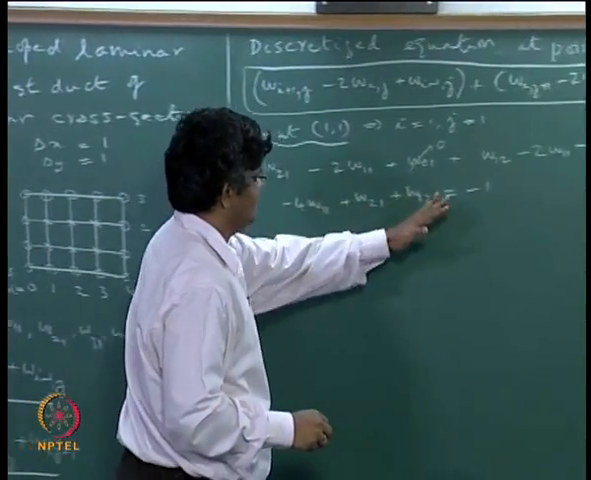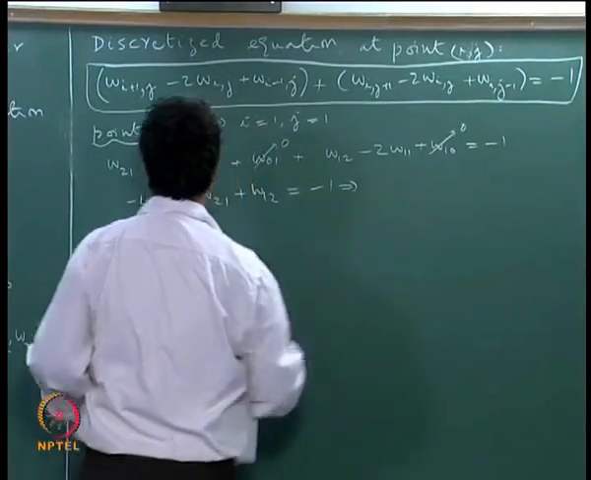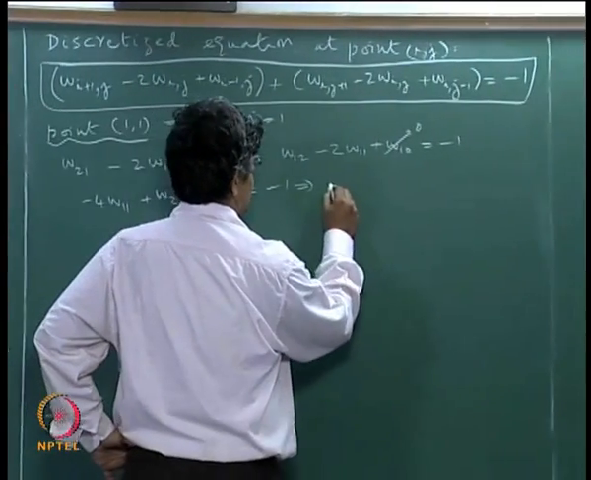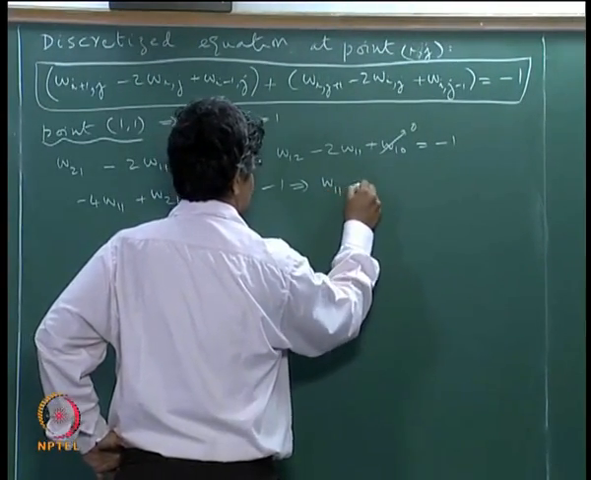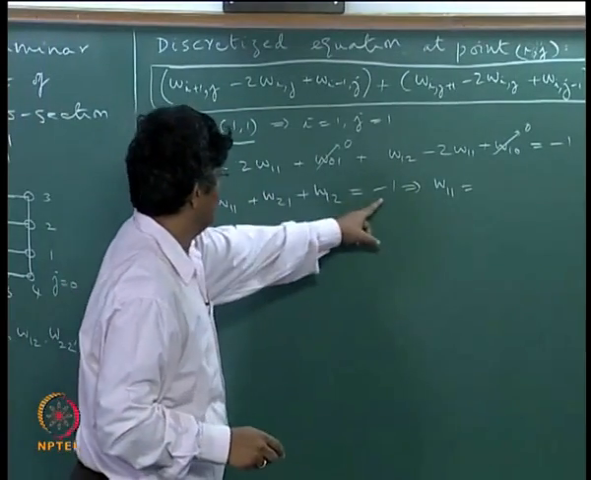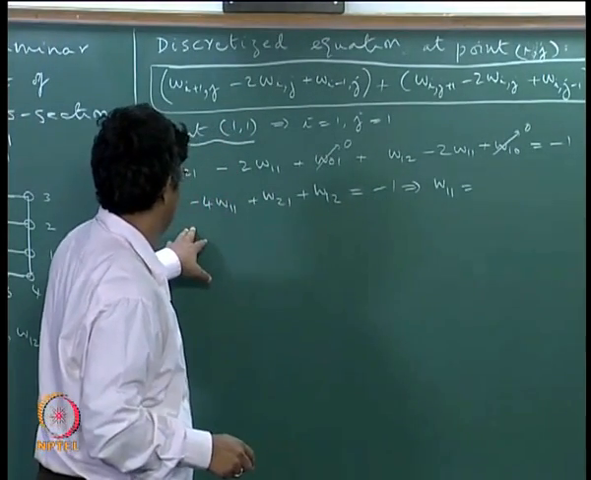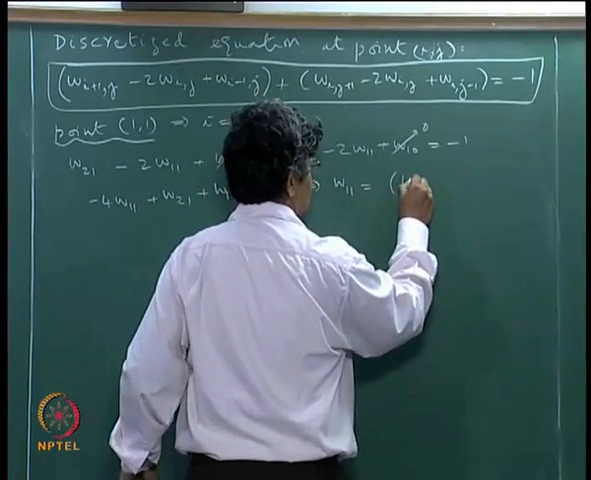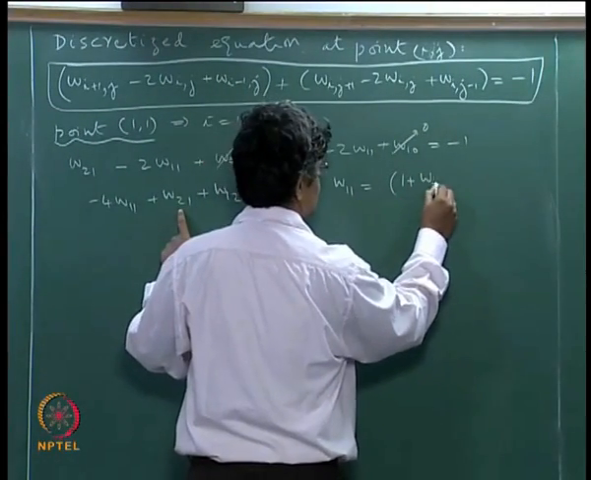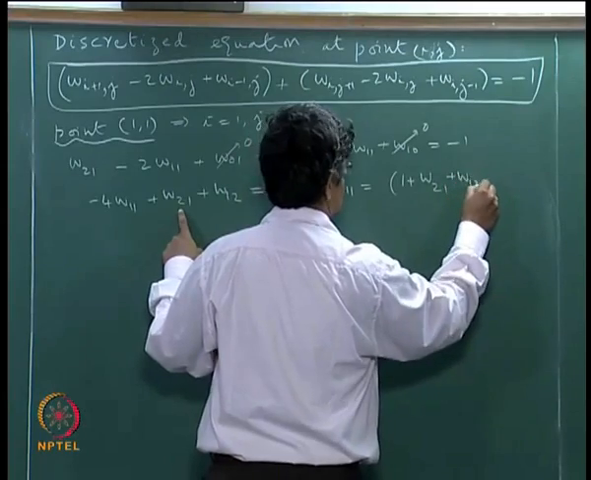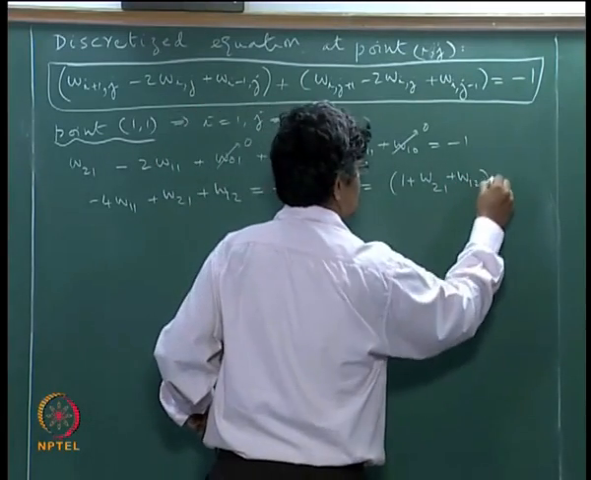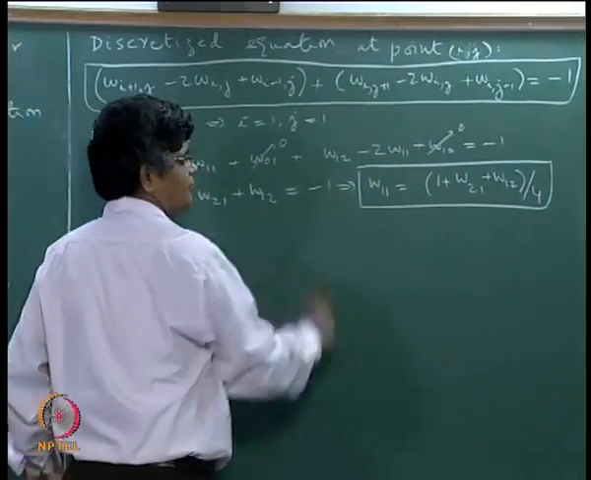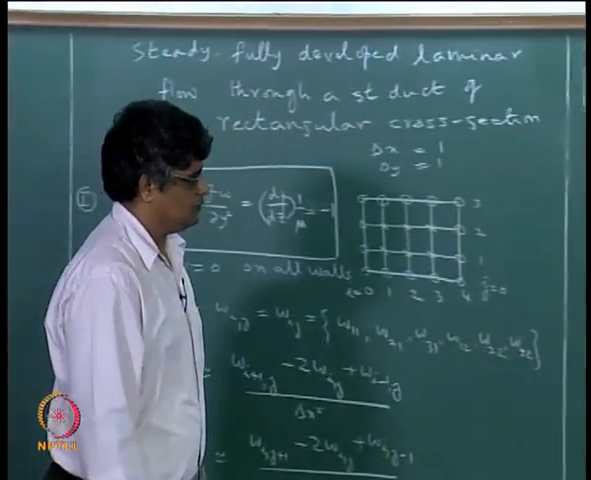And we take this thing to the other side. So we can get W11, we take it here and then we divide by minus 4, so that will be (1 plus W21 plus W12) divided by 4. This is the formula for W11.